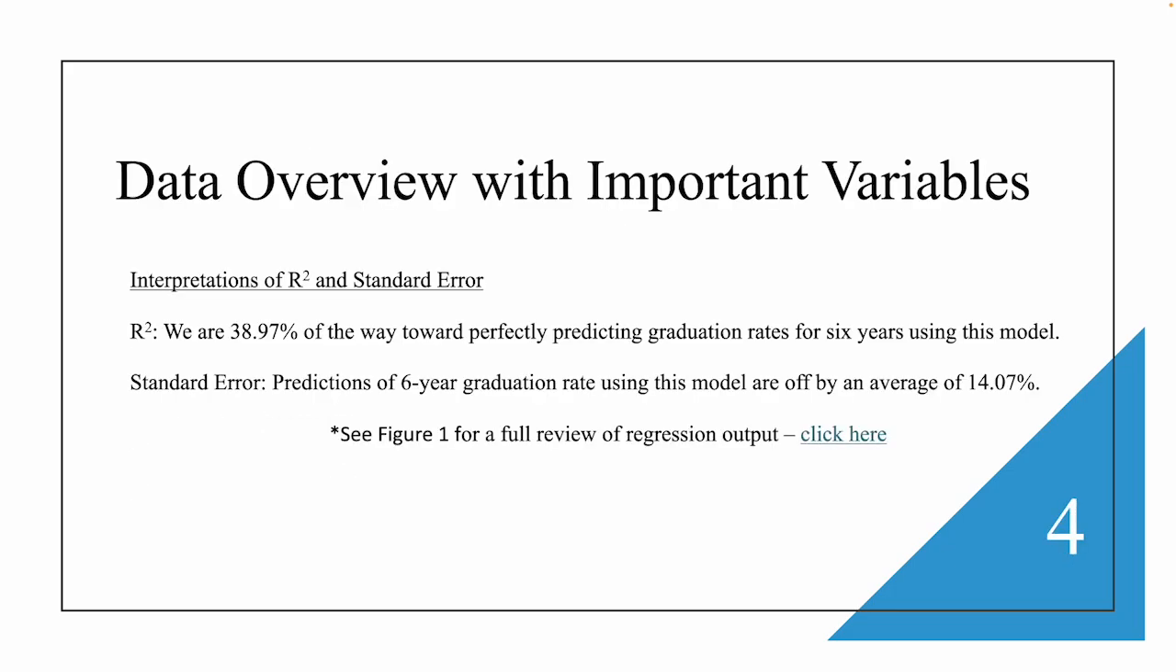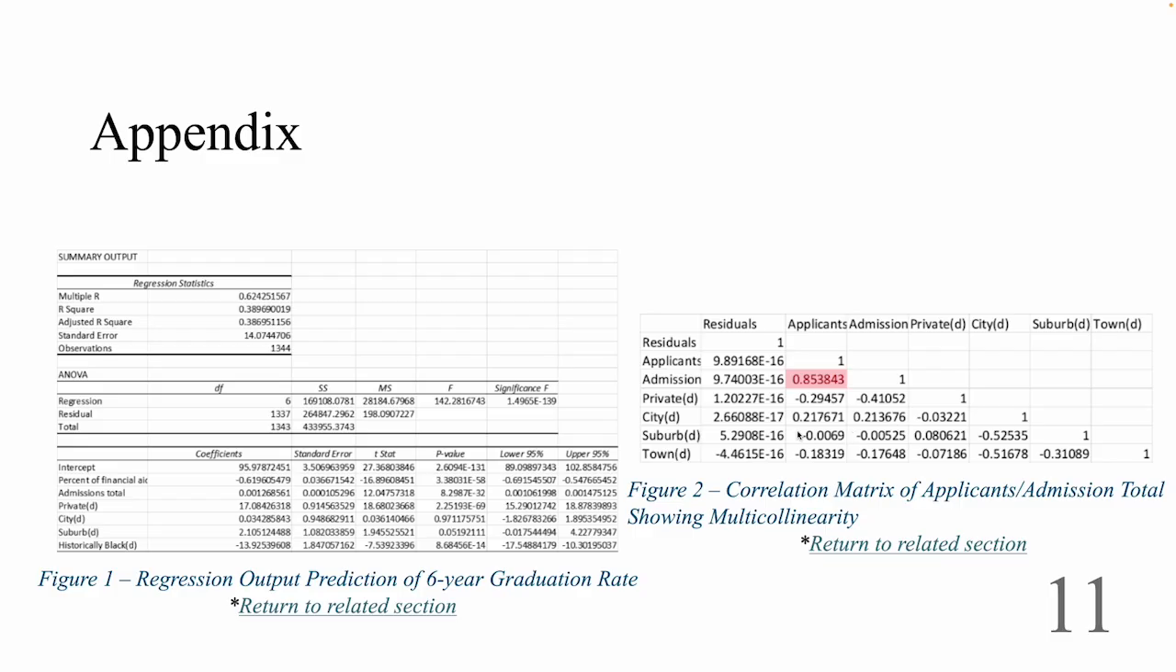The data overview with important variables. Our interpretations of R² and standard error. We are 38.97% of the way toward perfectly predicting graduation rates for 6 years using this model, and the standard error is telling us that we could be off by an average of 14.07%. This table shows the numbers that we just used directly from the Excel sheet.